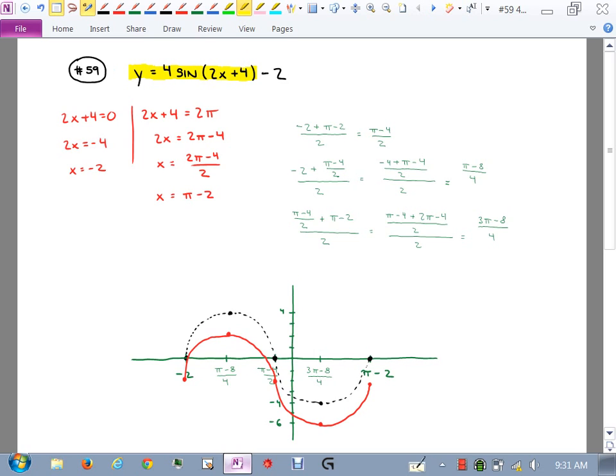To graph that, first thing I do is I take the argument of the trig function, which is this. I set that equal to 0. I set that equal to 2 pi. Moving through and solving, I should get x is -2, and then x is pi minus 2. Just be careful here. All I did from this step is divide each term in the numerator by 2. So 2 pi divided by 2 is pi, and -4 divided by 2 gave me -2.